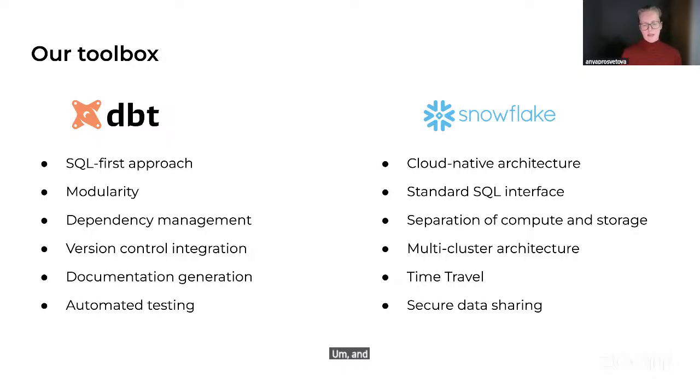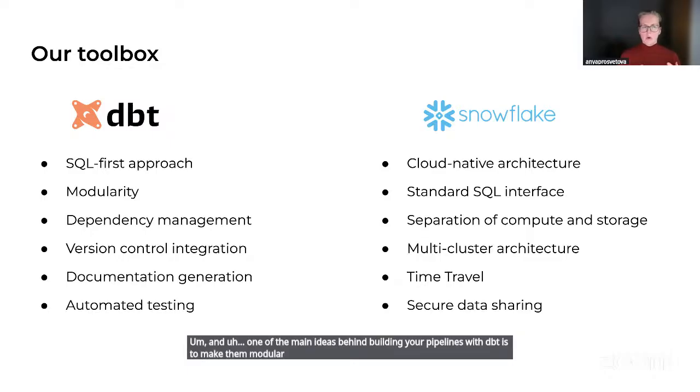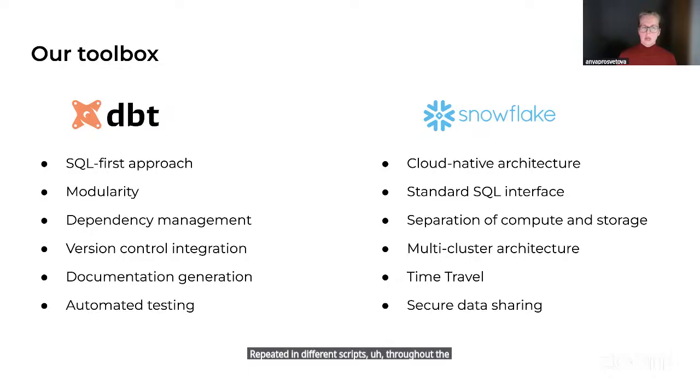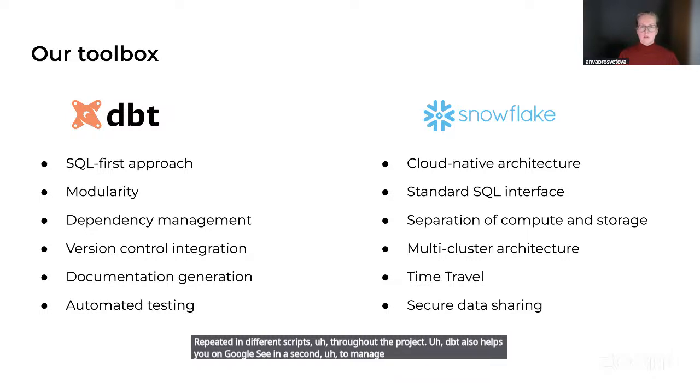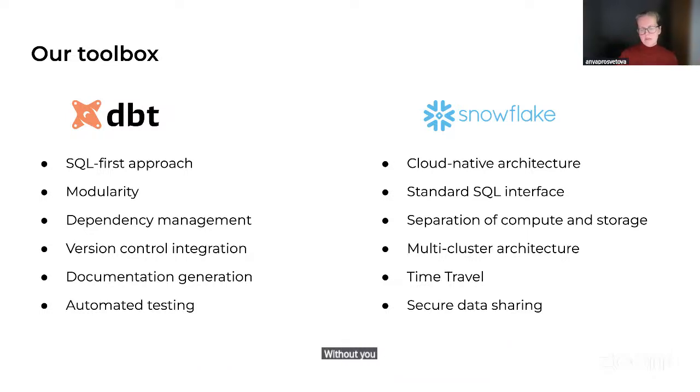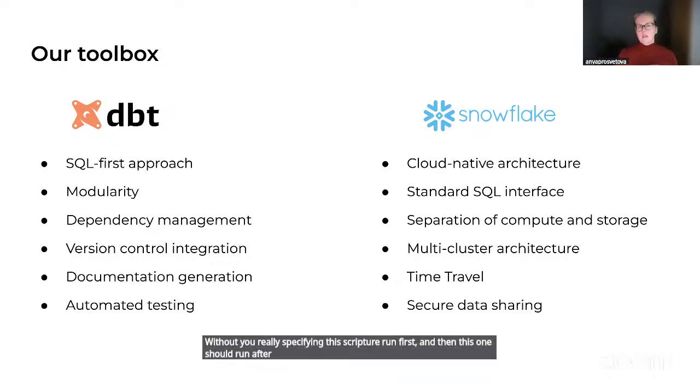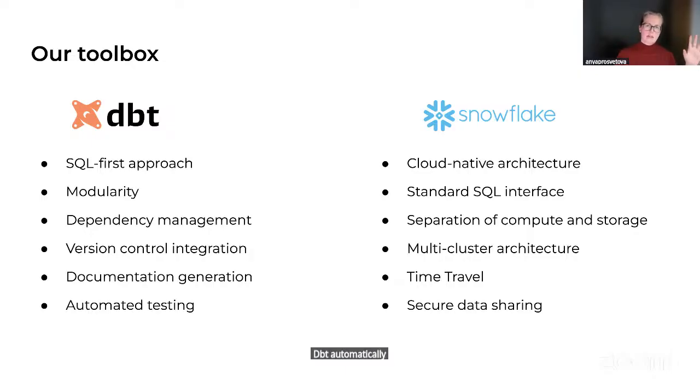And one of the main ideas behind building your pipelines with dbt is to make them modular. So instead of repeating the same logic in different places of your pipeline, you can create it once and then reference it rather than repeat it in different scripts throughout the project. dbt also helps you, and we will see in a second, to manage the dependencies. So without you really specifying this script should run first and then this one should run afterwards, dbt automatically understands in which order the scripts should run.